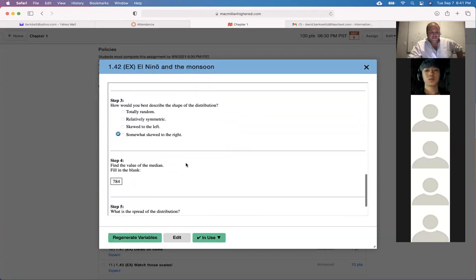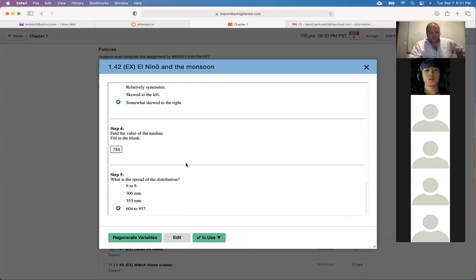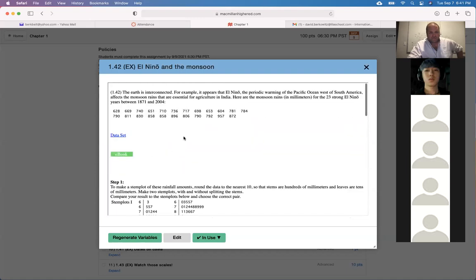What is the spread of the distribution? Is it from the beginning to the end? The low to high, yeah. Low to high, 604 to 957. 604 is the smallest, 957 is the biggest, low to high.